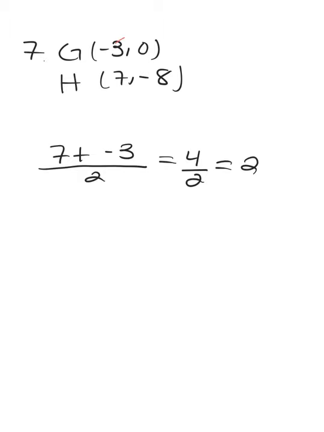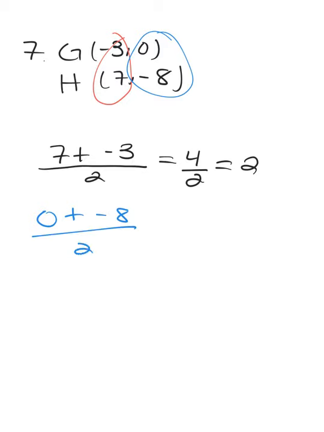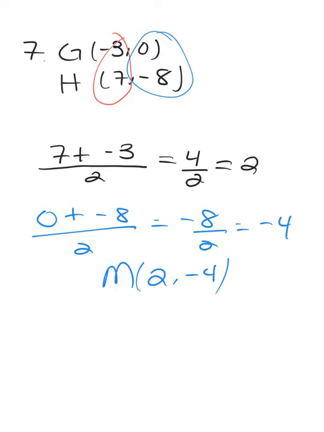I got that from the x's. And then you're going to add the y's together, 0 plus negative 8, and then divide by 2. Well, that's negative 8 over 2, which is negative 4. So what's your midpoint? It is (2, -4). And then you can label that M for midpoint. Does that make sense? The last question was the one that got some of you, and that's probably why you got 7 out of 8. That was the find the perimeter of the triangle one.